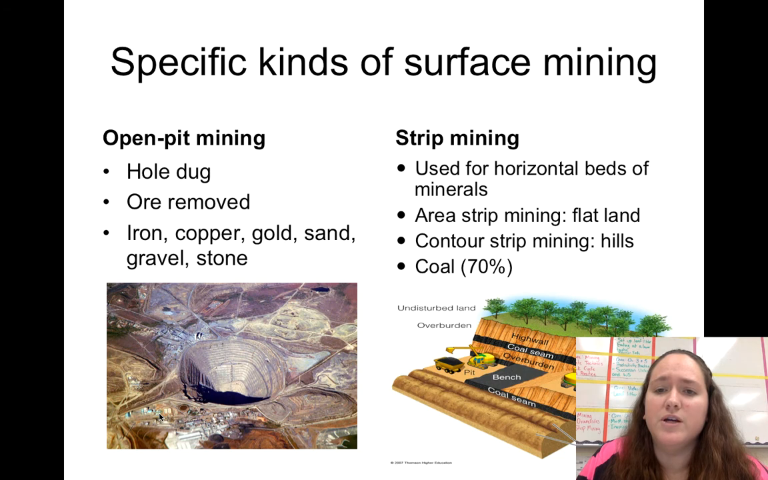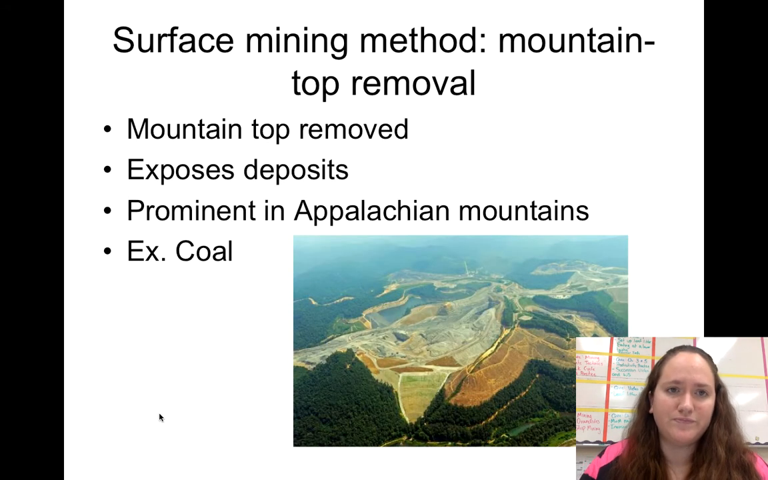Strip mining is when we basically take strips off the surface, and they're horizontal bed layers. This is really good for coal. Area strip mining is in a flat place. Contour strip mining is if it's on a hill. We're taking chunks off of the hill. A lot of the coal is dug this way. So 70% of coal is mined using strip mining processes.